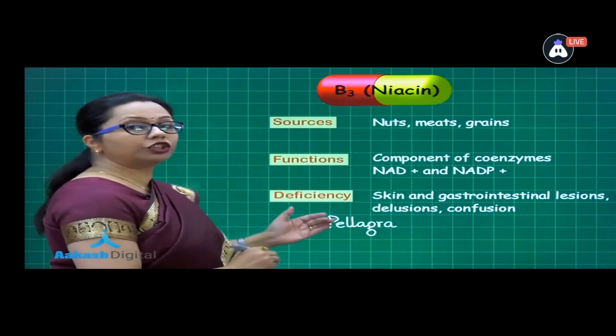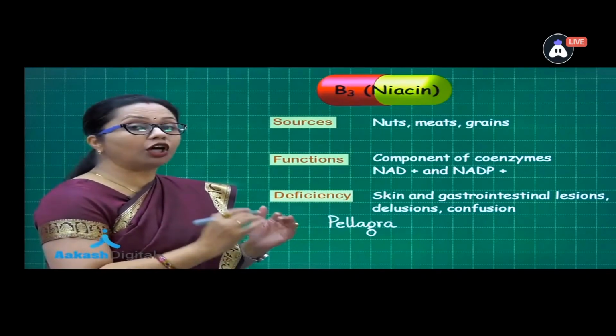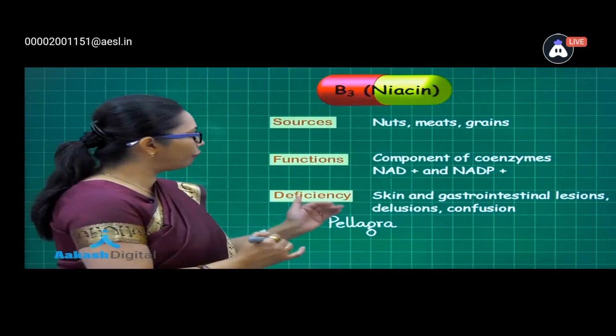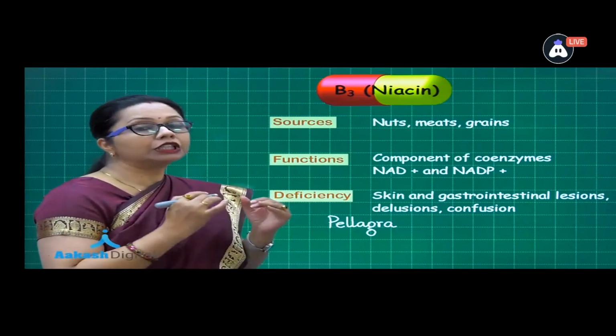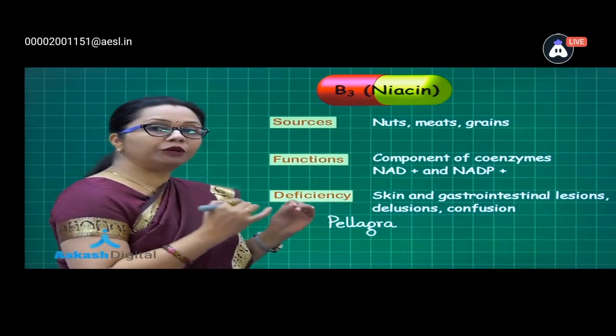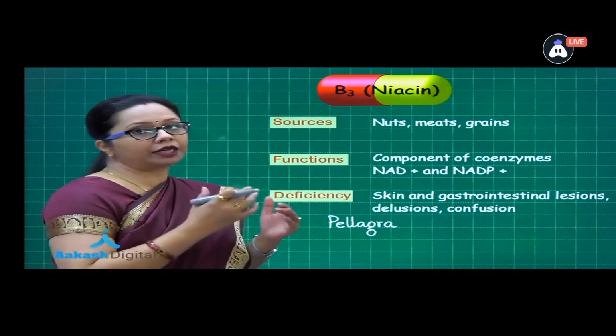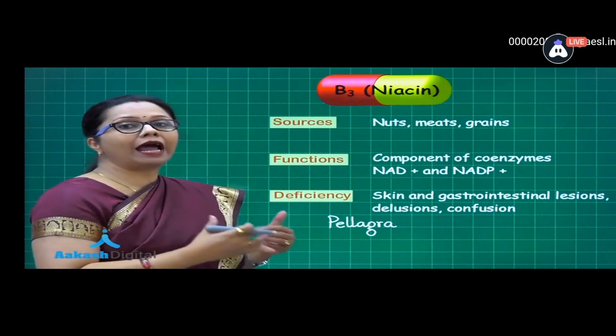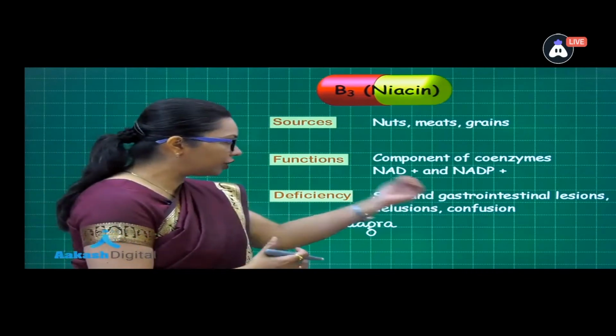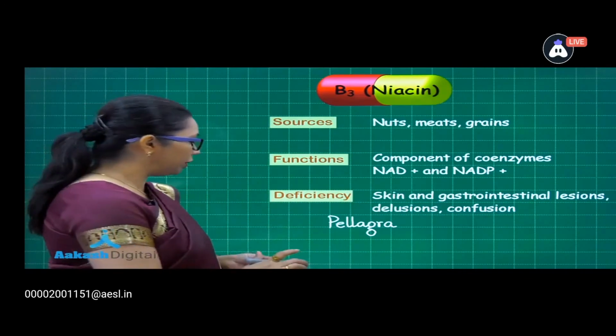And this pellagra is called a 3D disease because all the symptoms of pellagra start with the letter D, that is dermatitis, inflammation in the skin, dementia, that is mental derangement, and diarrhea, so we can see gastrointestinal problems would be there.